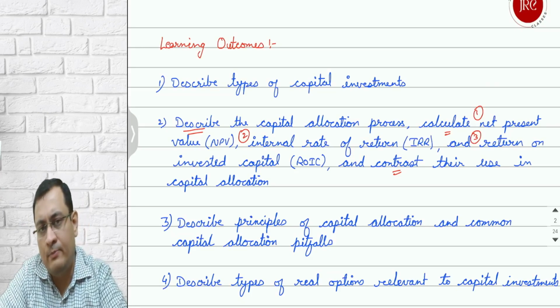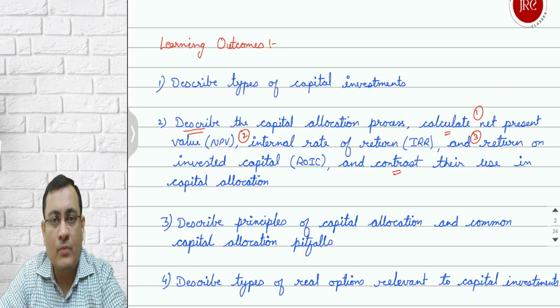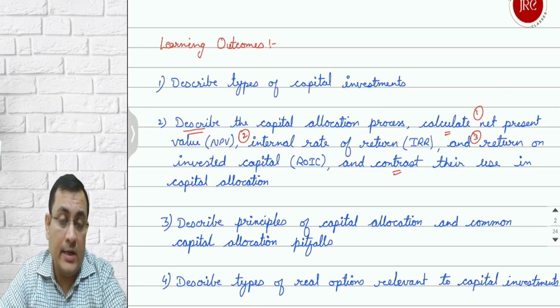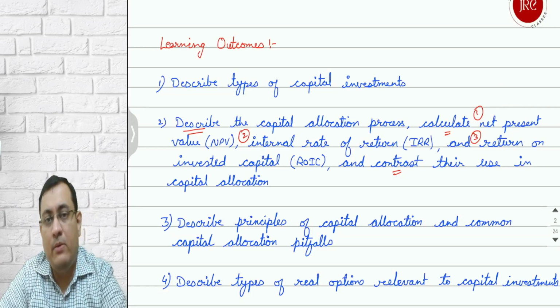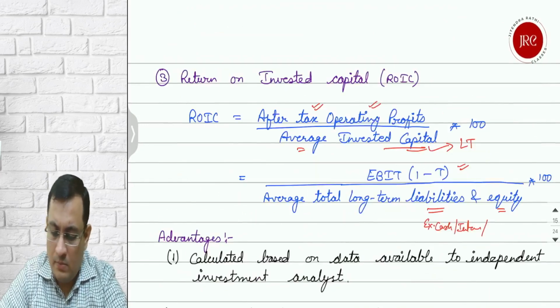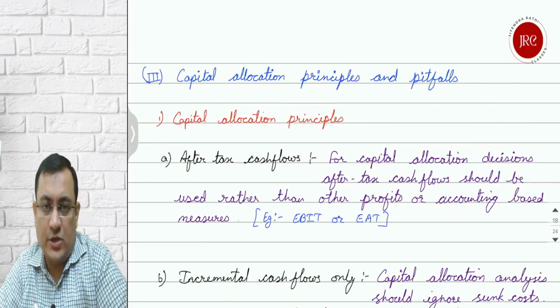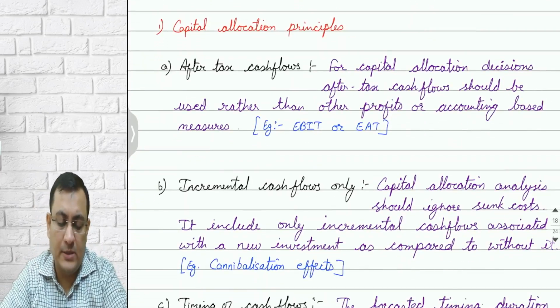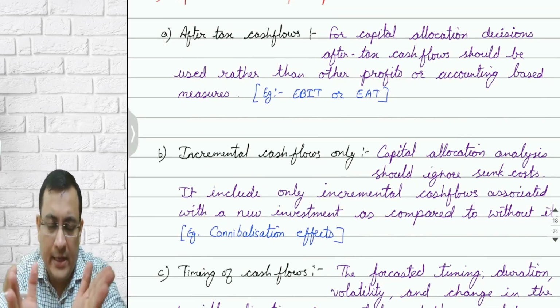And of course, after understanding the concepts of NPV, IRR and ROIC, we know that the NPV method is the most superior method, even in comparison to IRR. So let's understand what best practices or principles we should be following when doing NPV analysis also. So let's start with the work. So here comes the capital allocation principles. Number 1, the first principle says that after-tax cash flow should be used for your analysis purpose.